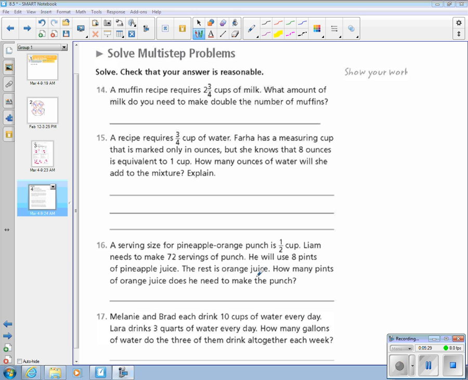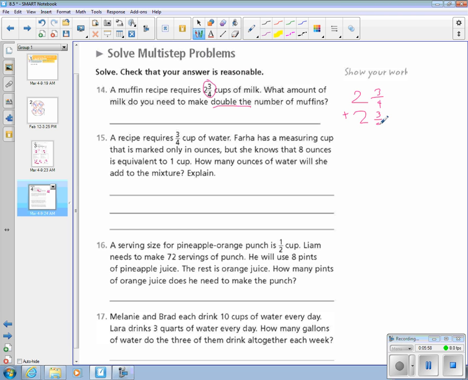Okay, so a muffin recipe requires 2 3/4 cups of milk. What amount of milk do you need to make double the number of muffins? Double, probably very important. Okay, so what we're going to do is take the amount, 2 3/4 cups, and multiply it by 2, or just add it together. So 2 3/4, because I want you to show your work. I will try to write it on here.